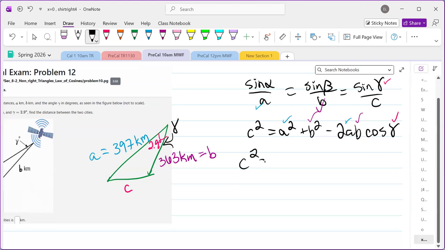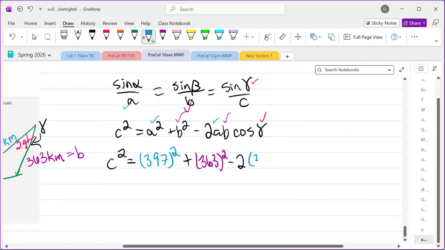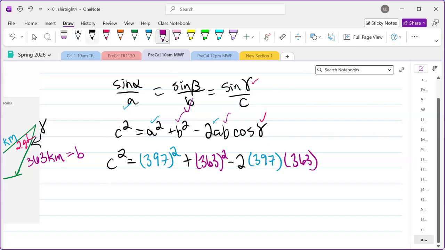So we'll have C squared equals 397 squared plus 363 squared minus 2 times 397 times 363 times the cosine of 2.9 degrees. So we better make sure our calculator is in degrees mode.